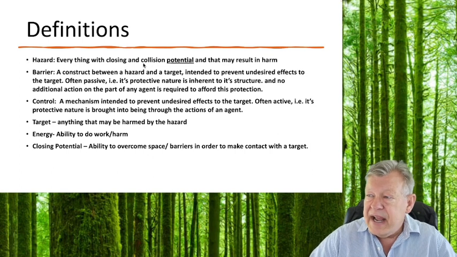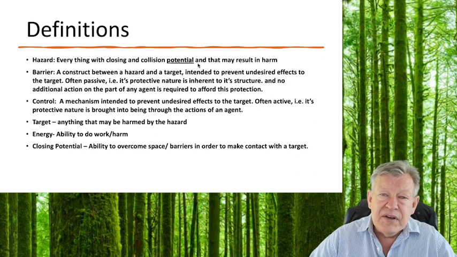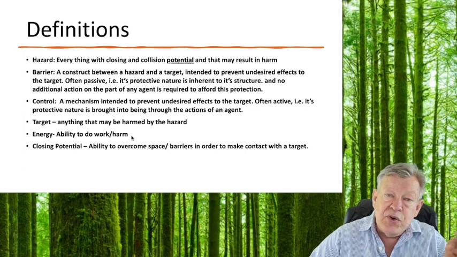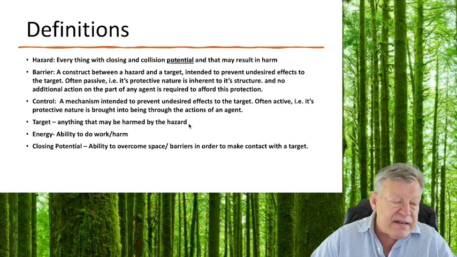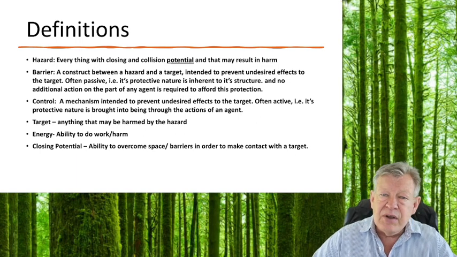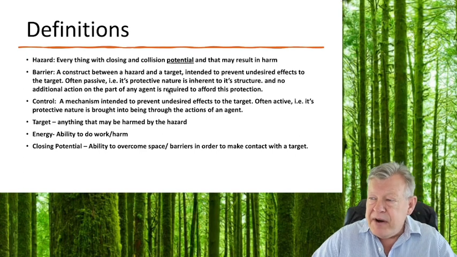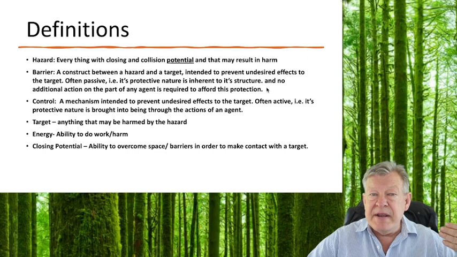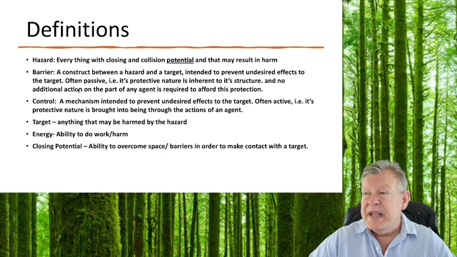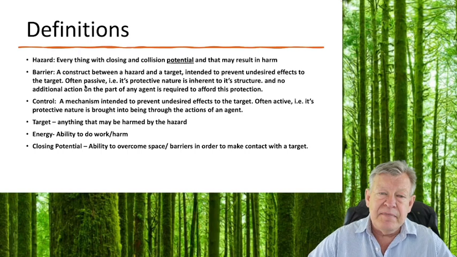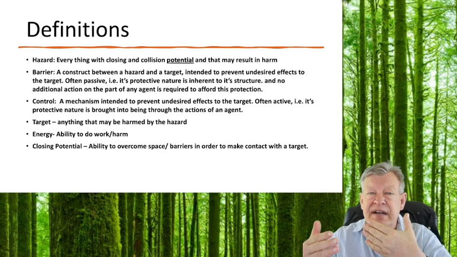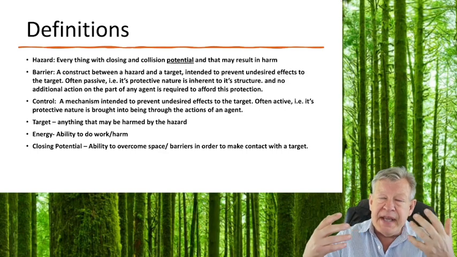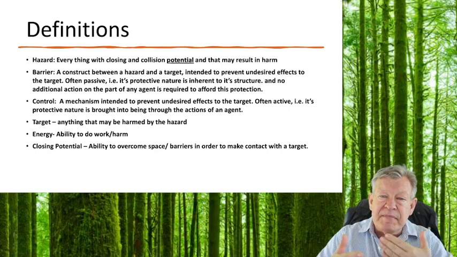So a hazard is anything that can get close enough to touch the target and cause harm. It must have energy to do harm when it gets there. The target is anything that may be harmed by the hazard: people, animals, property, your reputation. A barrier is something that you put in place to keep the hazard and the target apart. Most of the time it's passive. Passive means it's just sitting there and waiting, like a fence and a PPE. It doesn't physically do something until something touches it.